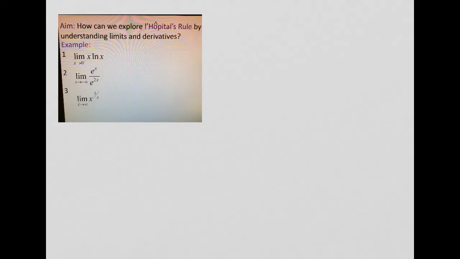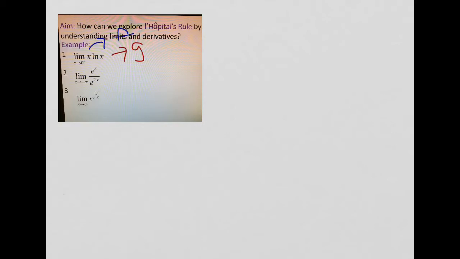Hi, so today we're still doing L'Hopital's rule, but the examples here are different than the ones that I went through before. So I want to make sure we're all okay to do them in case they show up on your AP exam. So for the first one, we have the limit of x times the ln of x as x approaches 0 from the right. So let's look at it as f times g.